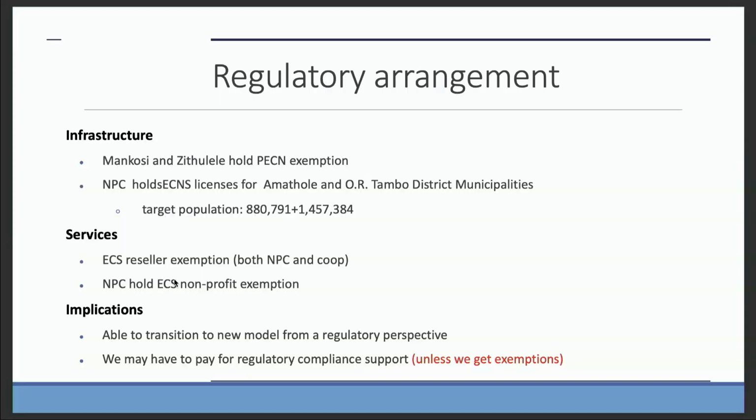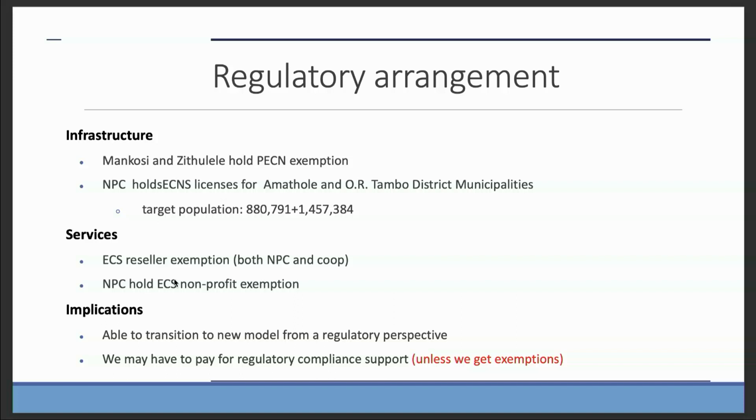From a legal and regulatory perspective, both cooperatives in the first two communities have PECN exemptions from ICASA. As the NPC, we have ECNS licenses for two districts, Amatola and OR Tambo, and you can see the size there. And when we start looking at the size of these two municipalities, then, Tim, we can begin to think a little bit in the way you are thinking of township connectivity.